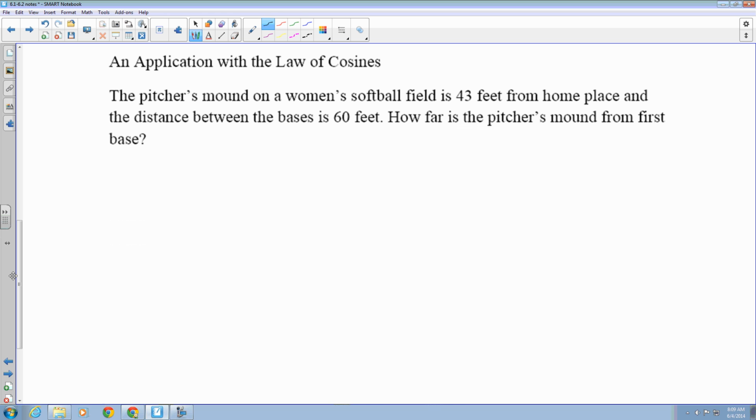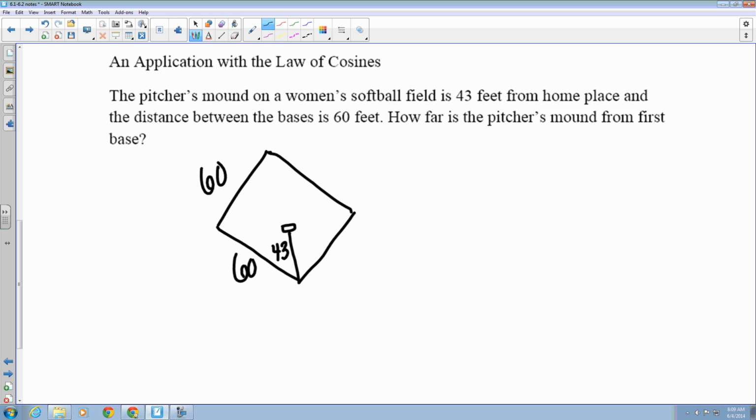Okay, let's do an application with the law of cosines. We have a pitcher's mound on a women's softball field. Let me draw this picture while we're thinking about it. The pitcher's mound is 43 feet, let's say this is right here, 43 feet from home plate. And the distance between all the bases is 60. How far is the pitcher's mound from first base?